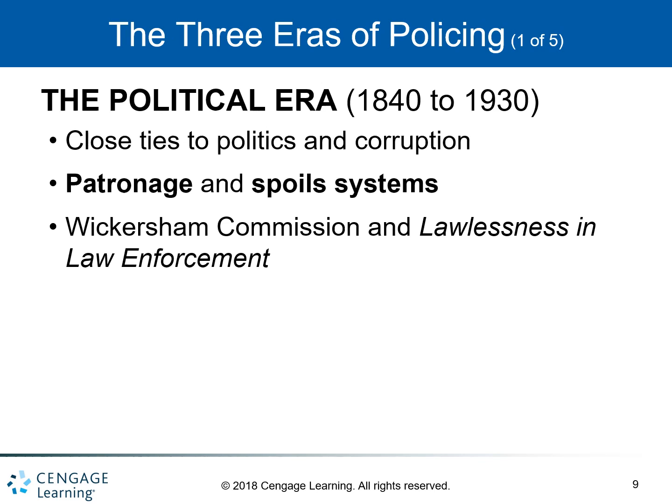Now, there were 3 eras of policing. The first was the political era, which dated 1840 to 1930. This unfortunately had close ties to politics and corruption. It involved patronage and spoils systems. The Wickersham Commission was formed and addressed lawlessness in law enforcement.